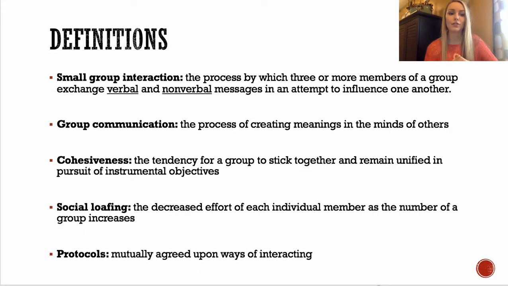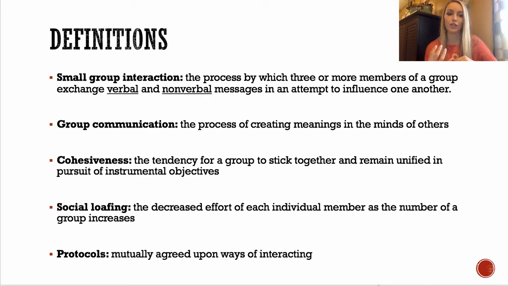Then we have this definition of group communication: the process of creating meanings in the minds of others. And our text talks about how small groups have to have this common purpose. Oftentimes in college, you're going to have a group project where your common purpose is meeting the goals and the objectives of the group project and working together to do so in order to earn a grade and pass the class. And that gets larger and larger as you get into the business world. You're not only earning a grade, but it's your job, right? So group communication, the process of creating meanings in the minds of others.